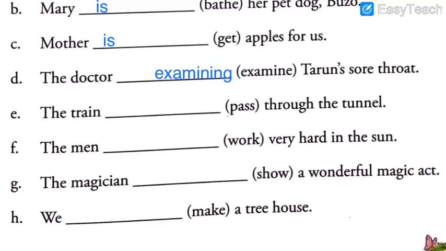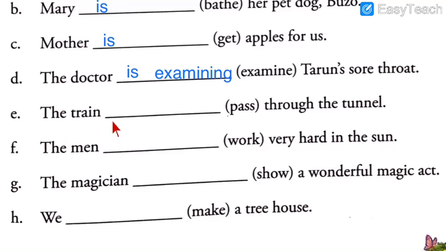So what will you write? The doctor are examining? No. Only doctor is written, not doctors. It is not written in the plural form. If it is doctors, then you can use are. But here only one singular is given. So you have to write the doctor is examining Tarun's sore throat. So is the correct helping verb here.